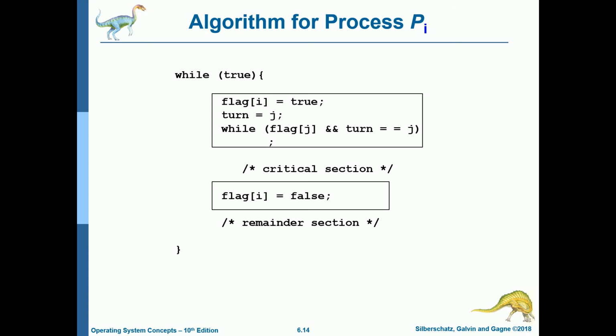If both processes try to enter at the same time, turn will be set to both i and j at roughly the same time. Only one of these assignments will last. The other will occur, but it will be overwritten immediately. The eventual value of turn determines which of the two processes is allowed to enter the critical section first.